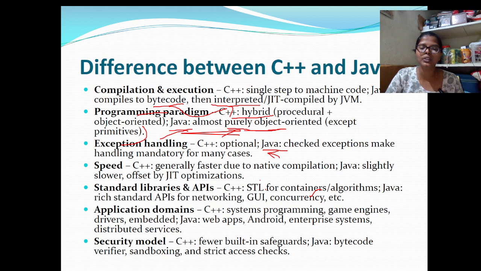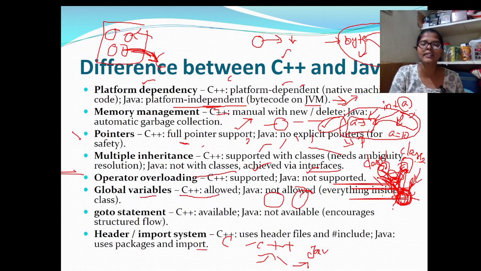Security-wise, both C++ and Java are good, but there are few built-in safeguards in C++. Java bytecode verification, sandboxing, and strict access controls make Java a more secure and strong programming language. Okay, so finally, these are the differences between C++ and Java. I hope it is clear.